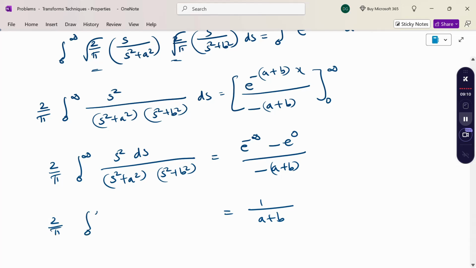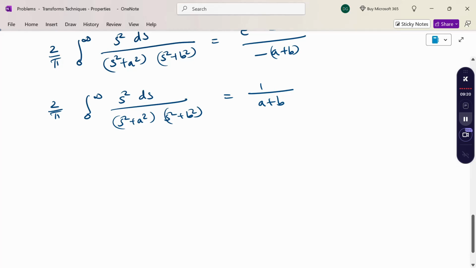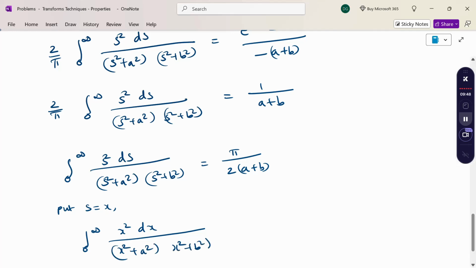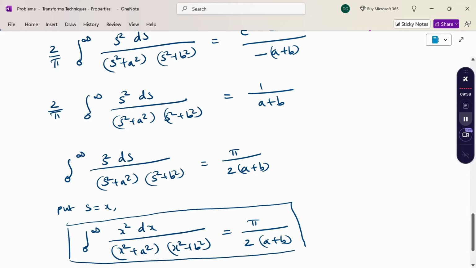2 by pi, integral 0 to infinity of s square ds by (s square plus a square)(s square plus b square). Now all the constant values are shifted to the right hand side: the integral from 0 to infinity of s square ds by (s square plus a square)(s square plus b square) equals pi by 2(a plus b). Now the result, with s equal to x, is the integral from 0 to infinity of x square dx divided by (x square plus a square)(x square plus b square) equals pi by 2(a plus b). So this is the result for the second problem using the transform technique.